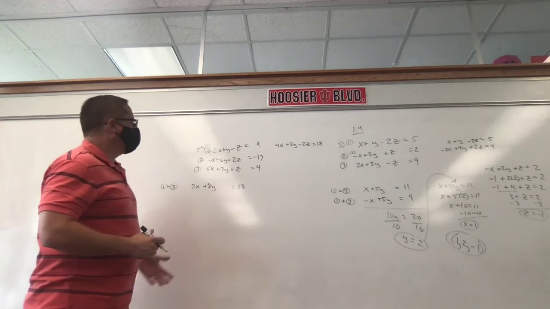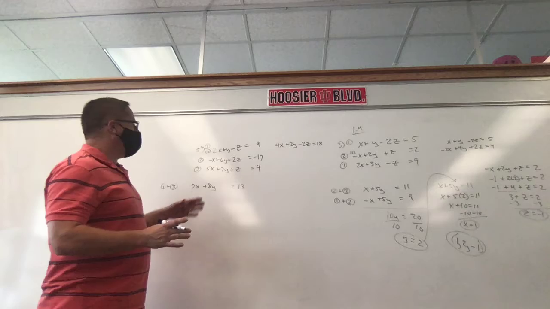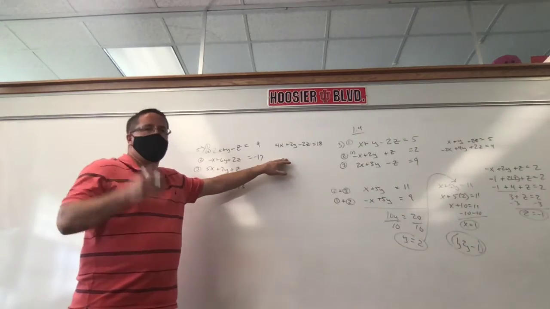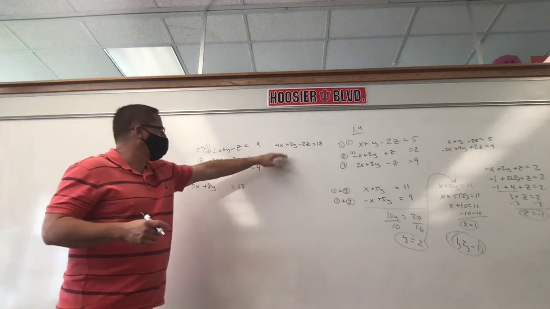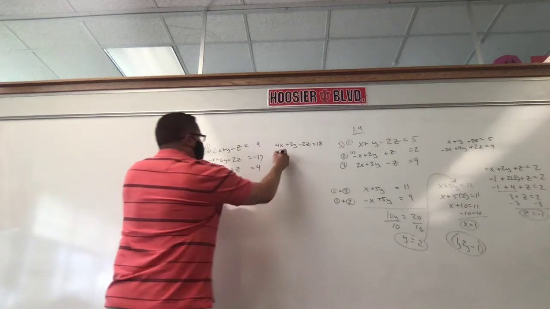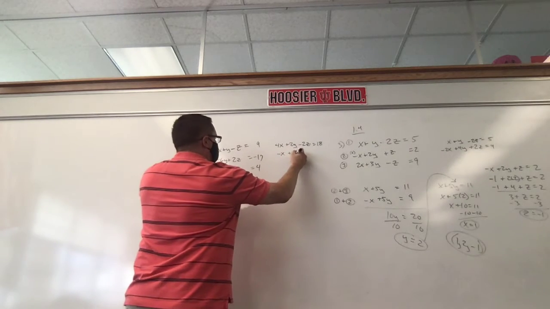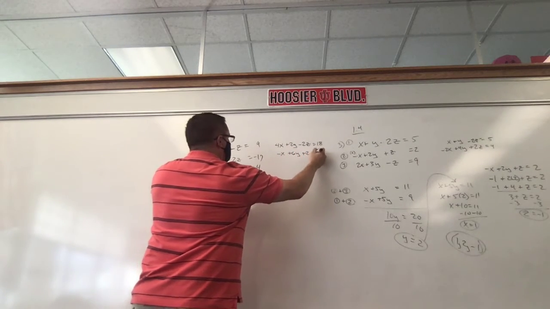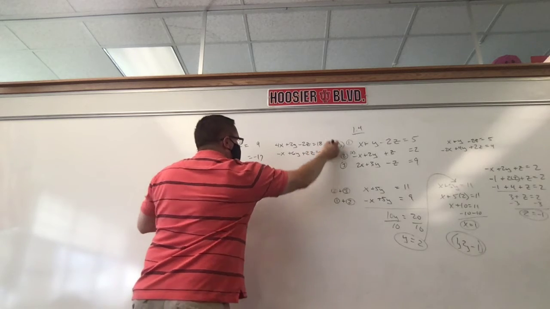Okay, so the next thing I'm going to do is this. I'm just going to recopy number 2 again. It's a little bit more writing, but it just makes it easier, okay? If you stack them, okay? So negative x plus 6y plus 2z is negative 17.